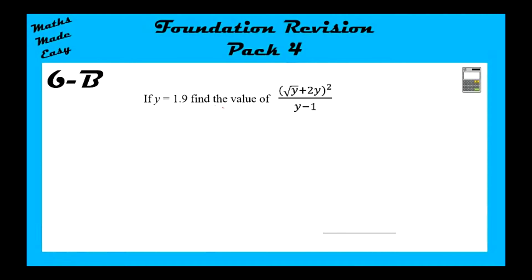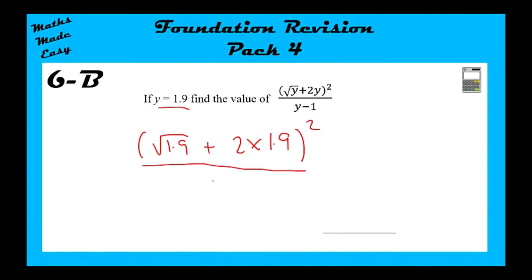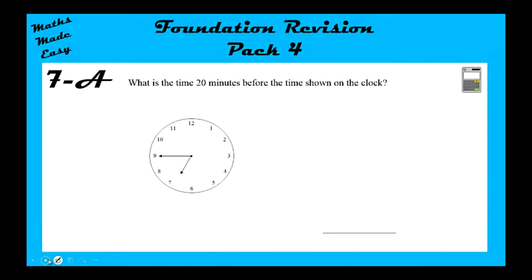6b, if you wanted to try that, so again we've got y as 1.9 here, so we're going to write this out, and everywhere there's a y we're going to write 1.9. So we've got bracket square root 1.9 plus 2 times 1.9. Close bracket, we've got that squared, divided by 1.9, there's a y here, take away 1. If you type that in exactly as it is there, you'll get the answer 29.8, rounded to 1 decimal place.